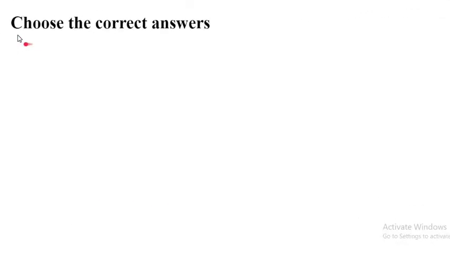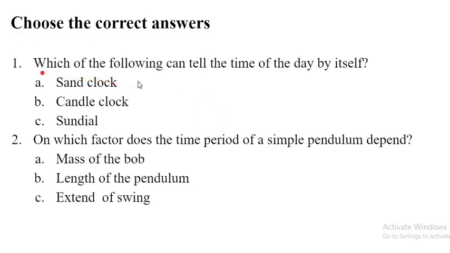Now, students, choose the correct answers. Which of the following can tell the time of the day by itself? Sand clock, candle clock, or sundial? Yes, the correct answer is sundial.